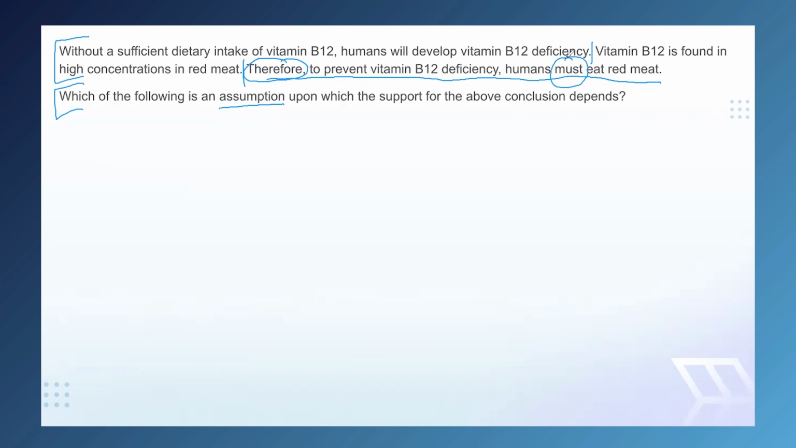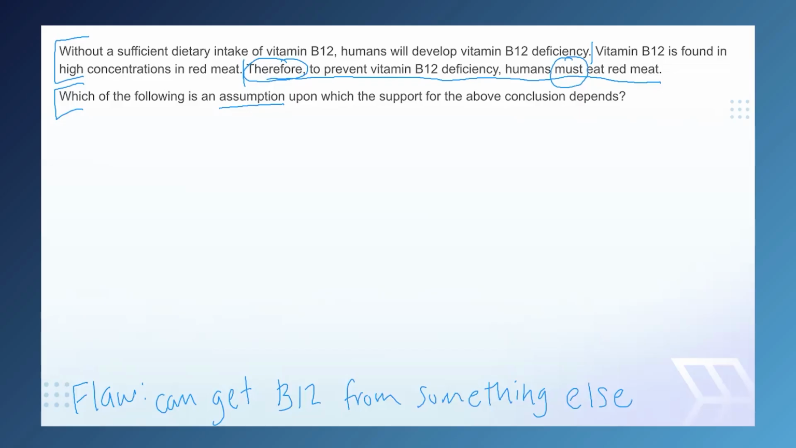Well, does that necessarily follow from our premises? Our premises are just saying you need B12 and you can find B12 in meat. That doesn't mean you have to eat meat. So what's our flaw here? Do I have to eat red meat to get B12? Or is it possible that I can get B12 from something else?